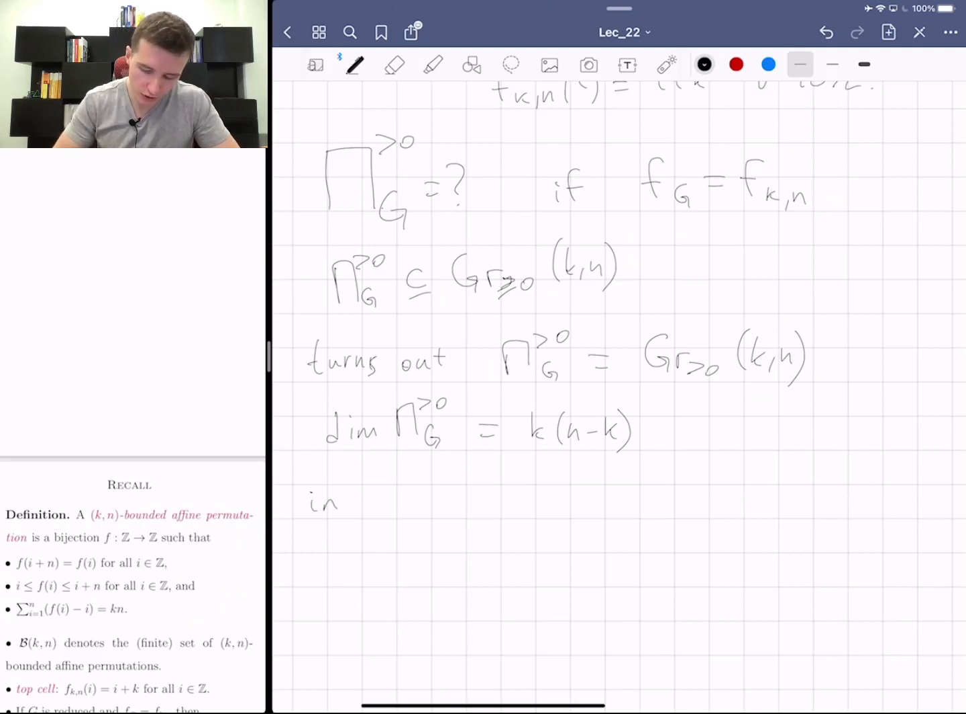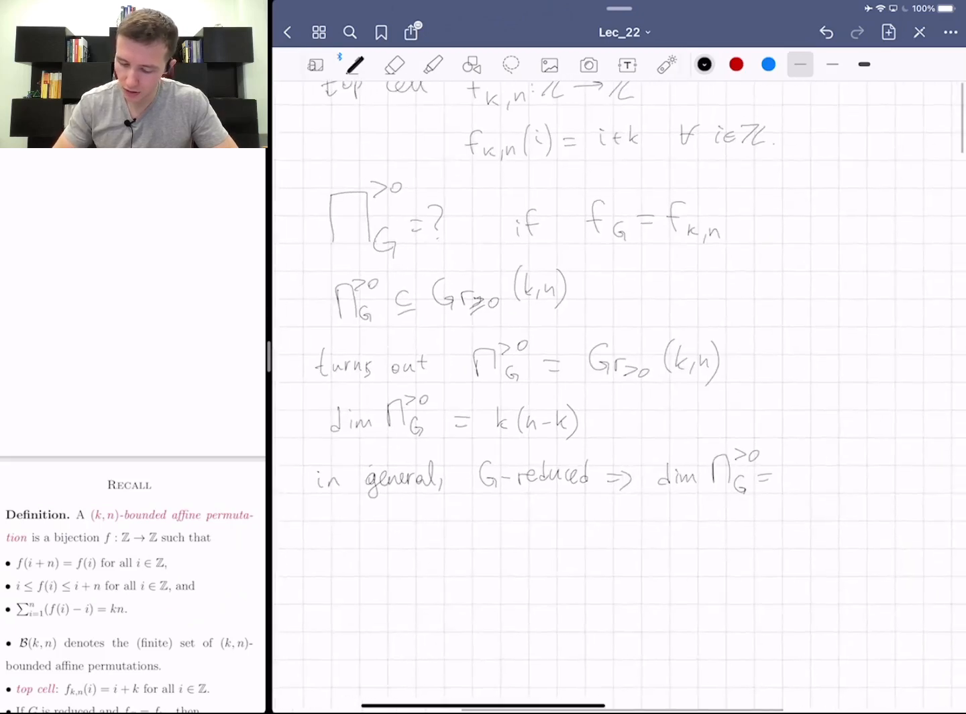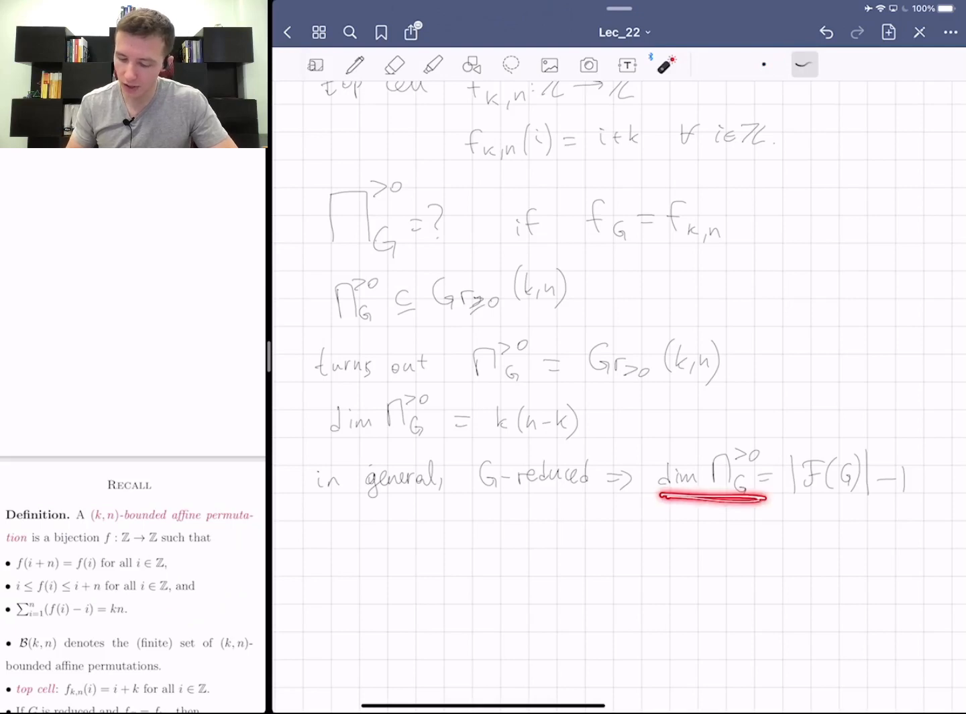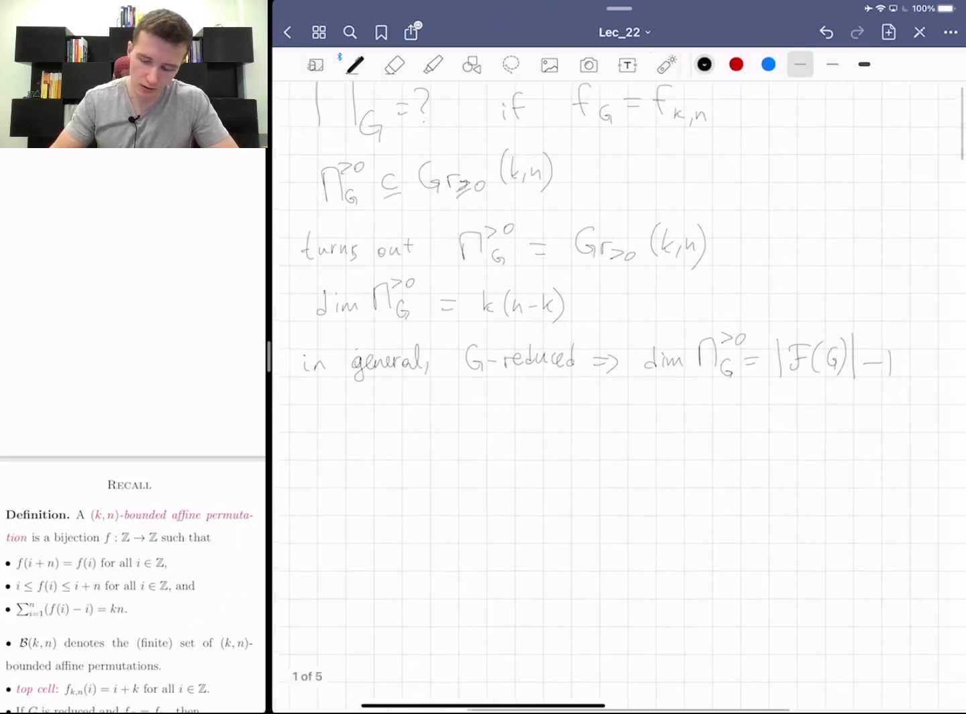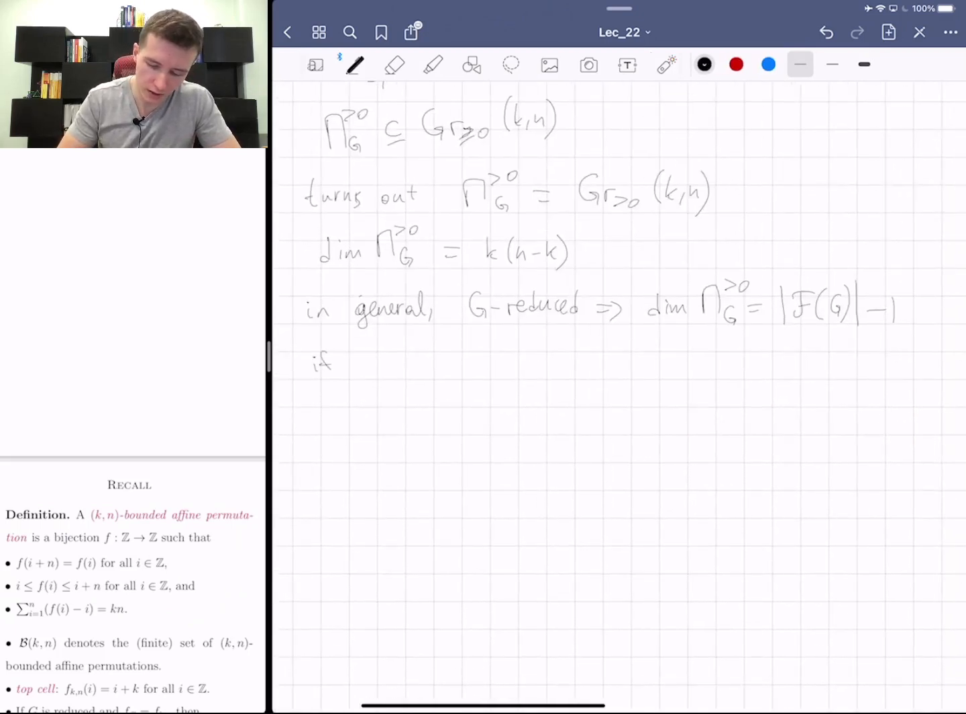By the way, in general, if G is reduced, then the dimension of the corresponding positroid cell is equal to the number of faces of G minus 1. There is an Euler's formula argument which shows that the positroid cell is homeomorphic to an open ball of this dimension. For example, in particular, if G corresponds to the top cell, then the dimension of P_G is what?